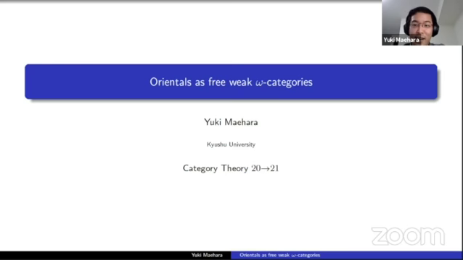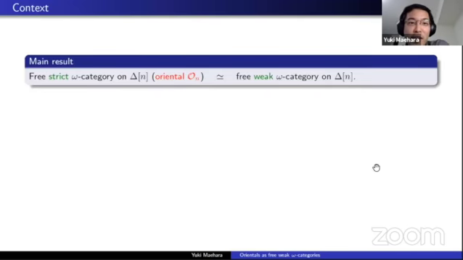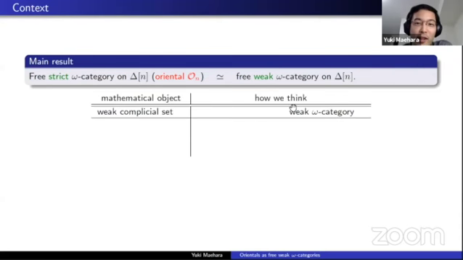And the main result of this talk is that the free strict omega categories on the simplices, called the Orientals, are also the free weak omega categories on the simplices. So here, when I say a weak omega category, what I really mean is what's called a weak complicial set. But what is it meant to be?